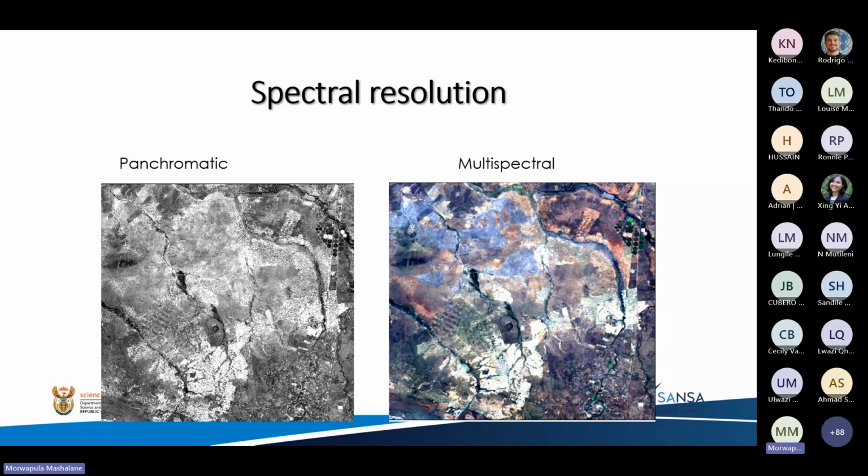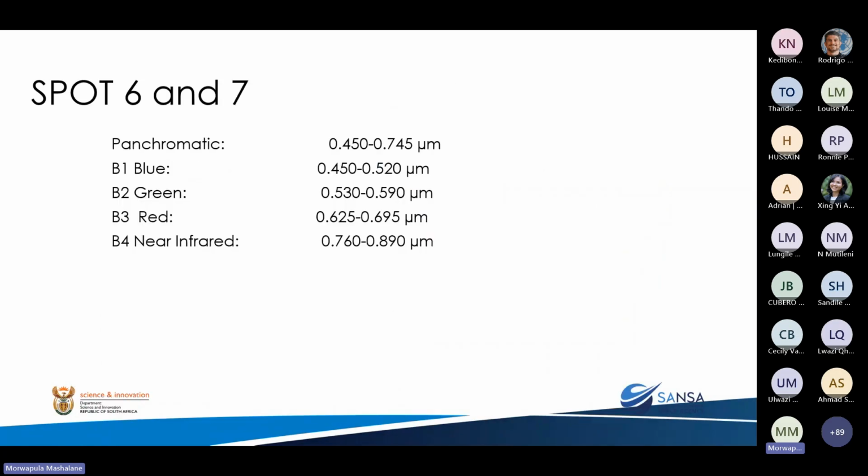So this is an example of a panchromatic image. You find that this one usually is represented in black and white, and a multispectral image is when the different individual bands are separated and stuck together to form one image. Then it starts indicating various colors to you. This is an example of spectral bands, how it is represented.